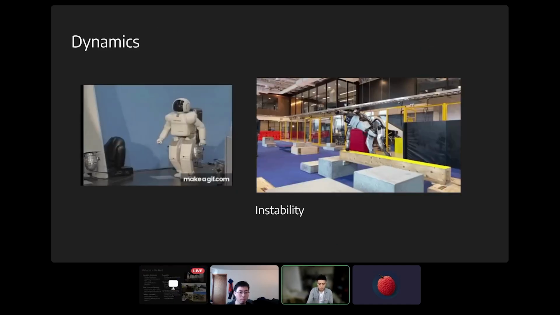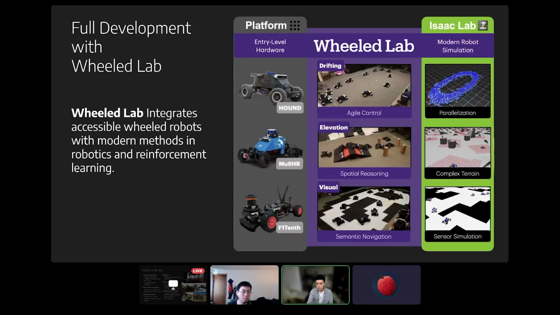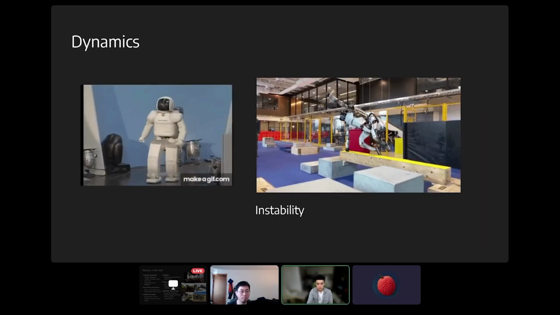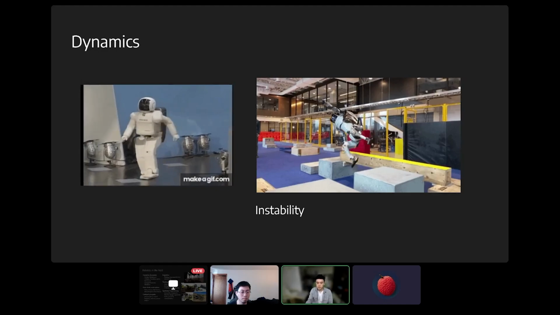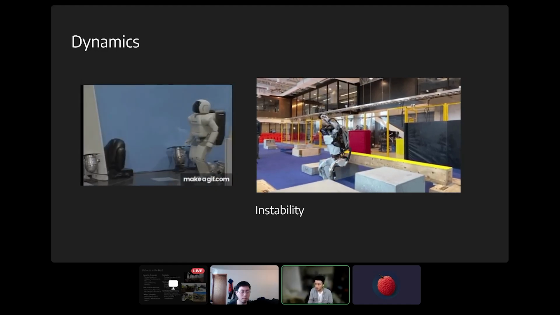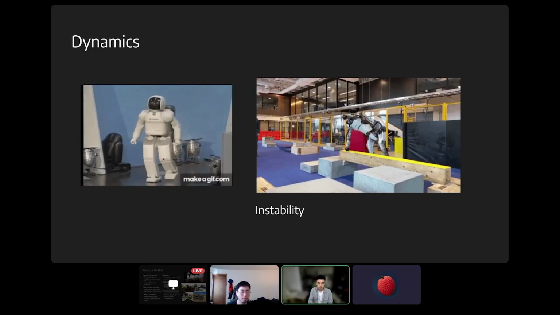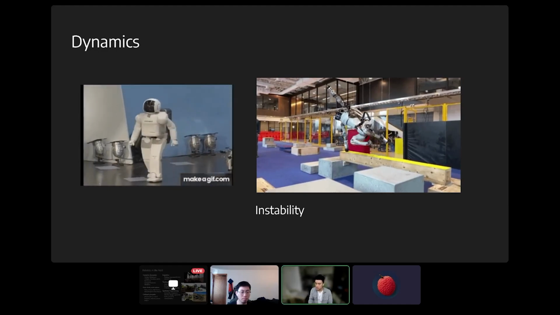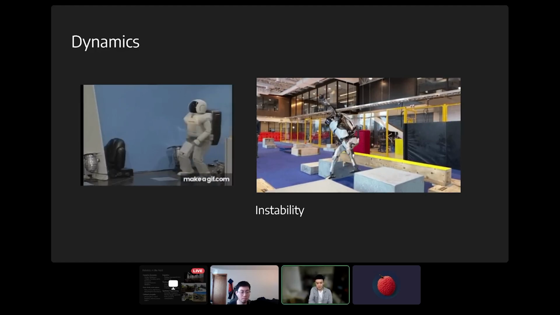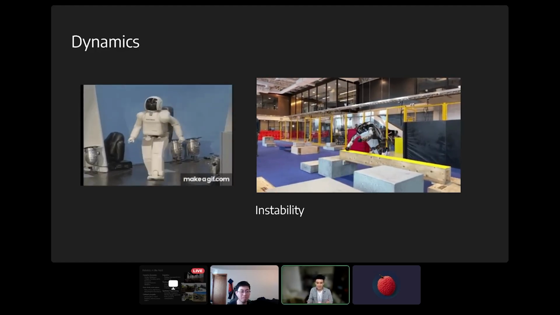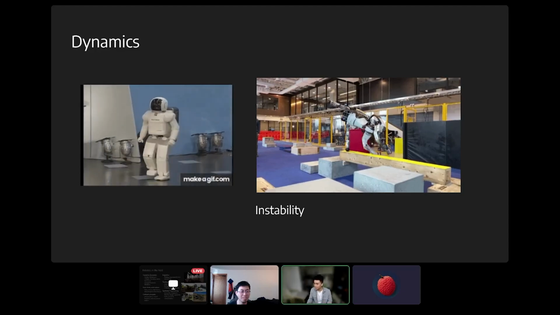And the three tasks from before, drifting, elevation traversal, and visual navigation, are motivated by real world problems. Some of you might be familiar with the Boston Dynamics Atlas robot. Now it looks different. But for a long time before that, roboticists were really obsessed with this concept of stability. And that's why that humanoid on the left there looks like it just pooped itself. It wants to stay stable all the time.